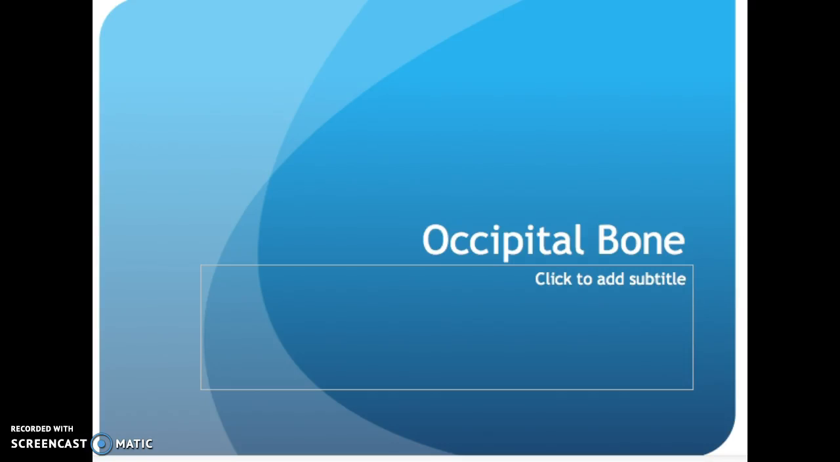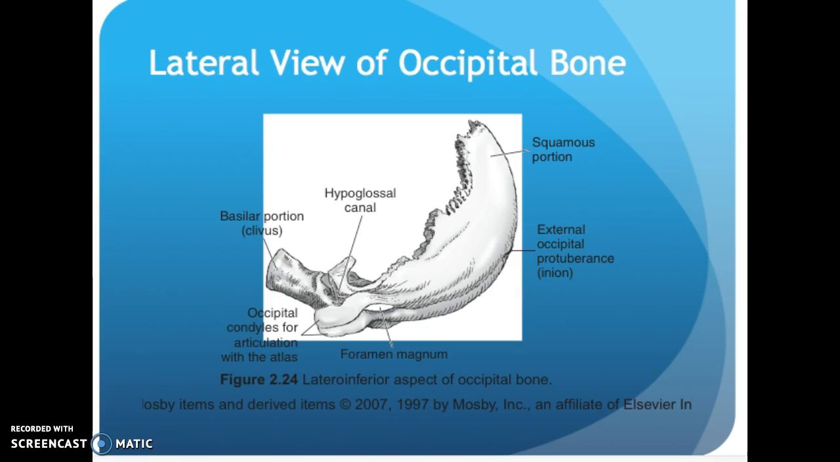PowerPoint, we'll be covering the occipital bone and the temporal bone. With the occipital bone, we're looking at a lateral view here. Up top is the squamous portion. Coming down is your inion, or your external occipital protuberance.